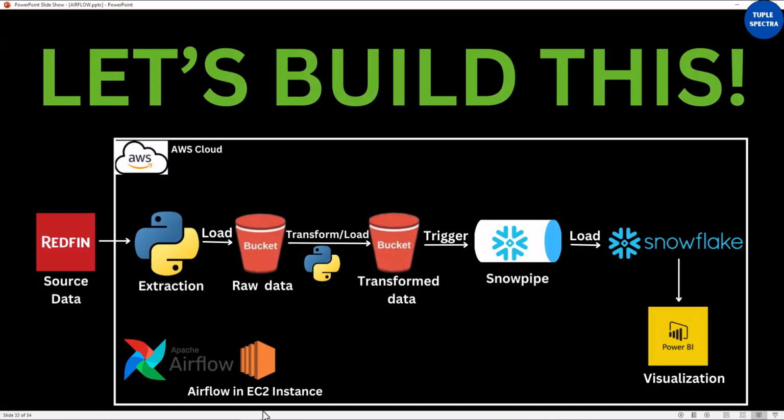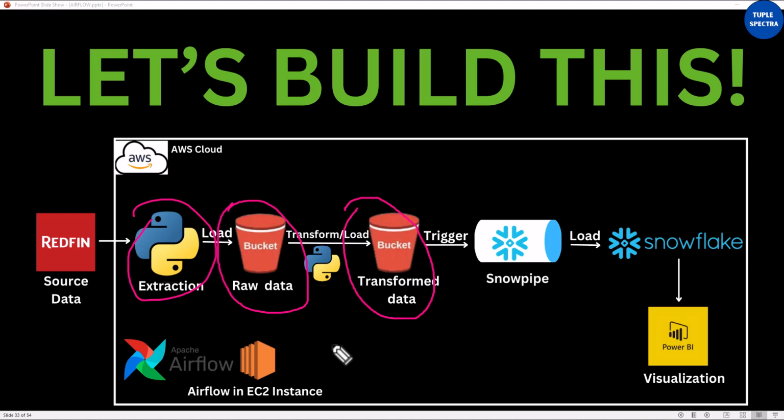So if we go back to our architecture, you can see that we have been able to use Python to extract our data from Redfin source, and then we have shown that we can load the raw data inside S3 bucket. We also showed that we can transform this data and then eventually load it inside this bucket. Okay, I hope you guys understand this right now.